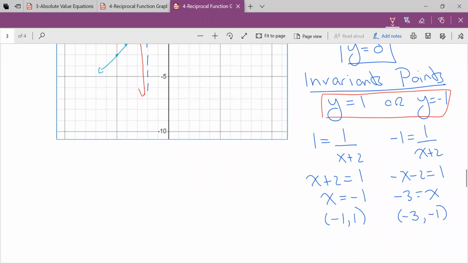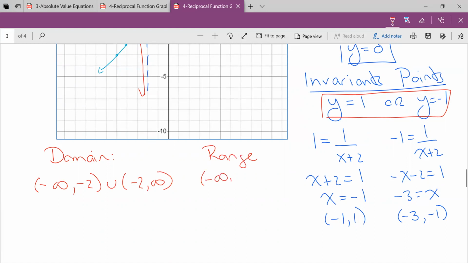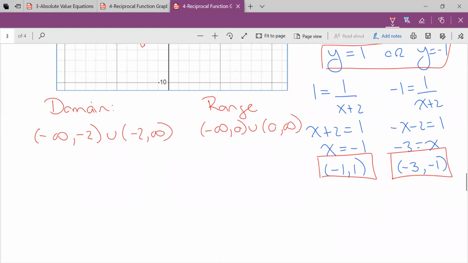There it is. Okay, if I wanted to write the domain and range of this graph, so domain, it's infinite except for we can't be -2. Just like that. Range is going to be this: -infinity to 0, union 0 to infinity. There you are. There's your invariant points. I mean, there's everything you need to do to draw one of these graphs.